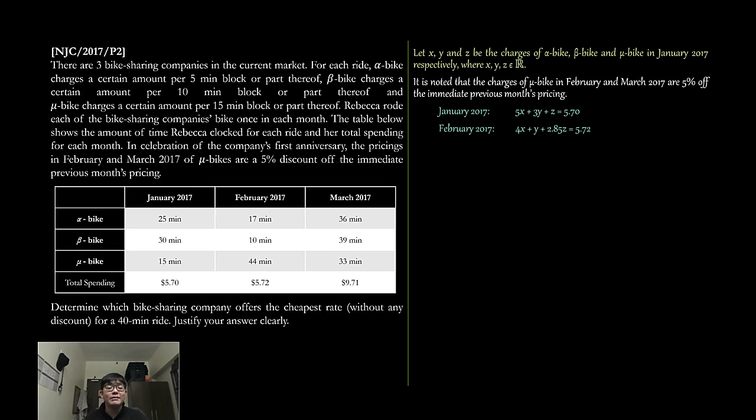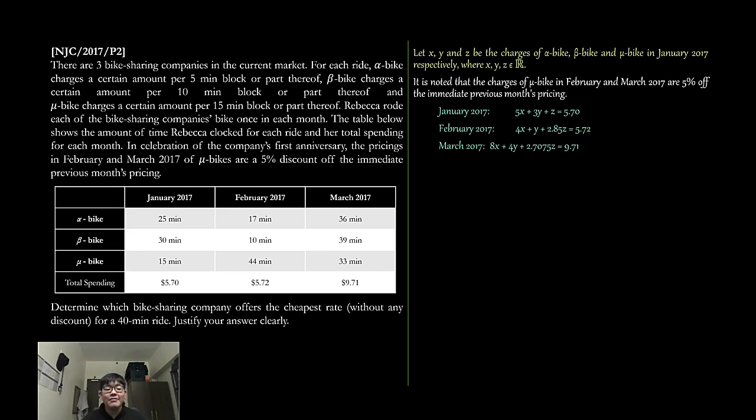Now, do the same thing for the month of March, except this time for Mu Bike, it is 0.95 squared z that she has to pay because it's 5% off the immediate month. So for the month of March, Mu Bike is charging based on 5% off the price that they charge in February. And so therefore for March, it will be 8x plus 4y plus 2.7075z to give you $9.71. Now I apologize for this missing space. It's supposed to shift there, but I apologize for that.